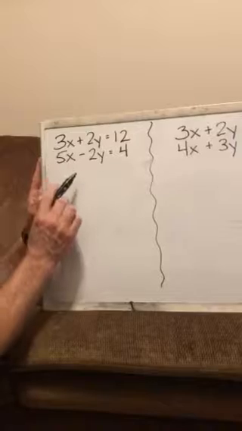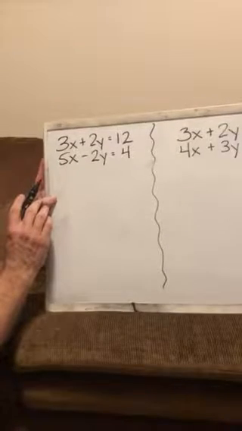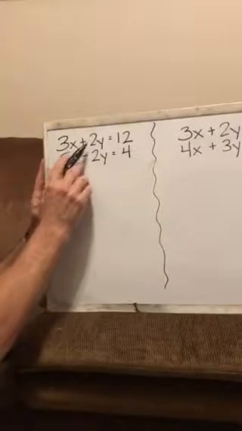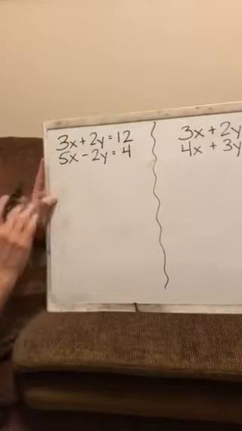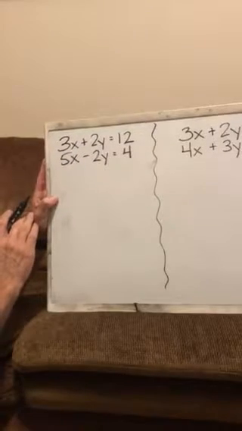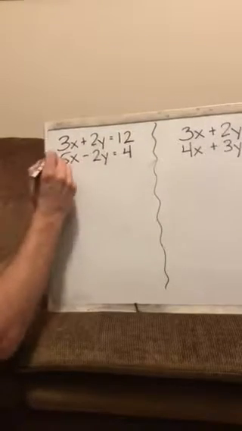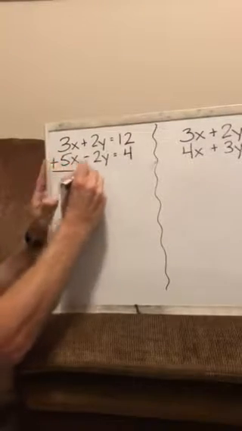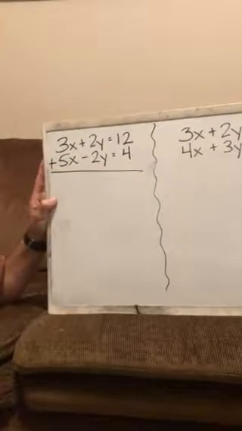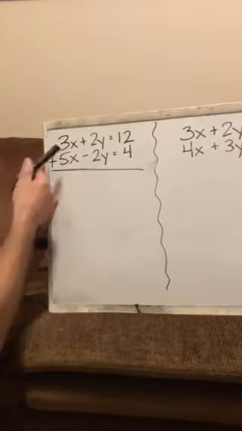So the idea here is you're looking for opposites. If you notice, you've got a positive 2y and a negative 2y. If you add those together, that makes 0. So that's a good thing, less work you have to do. We just want to add the two equations together.